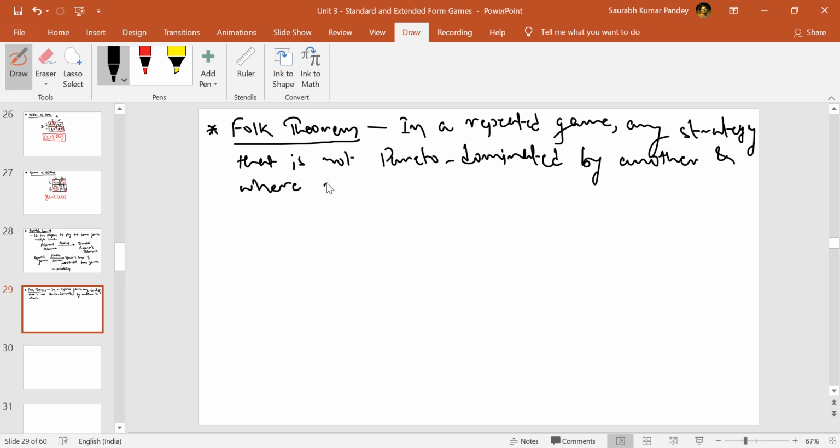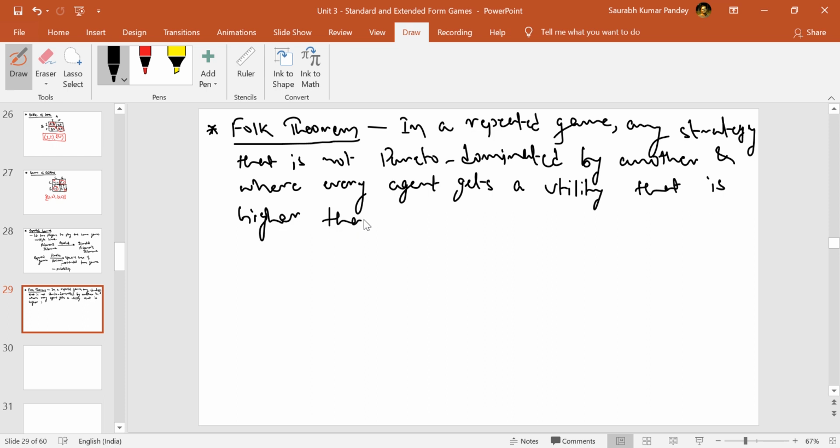and where every agent gets a utility that is higher than its maxmin utility. Maxmin means the utility that is found with the use of the maxmin strategy that we have already discussed. So it will be a feasible equilibrium strategy.